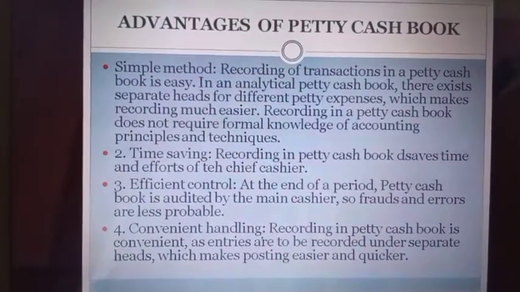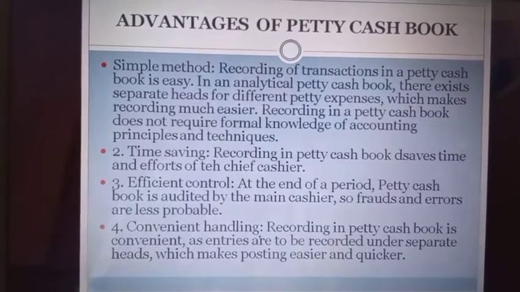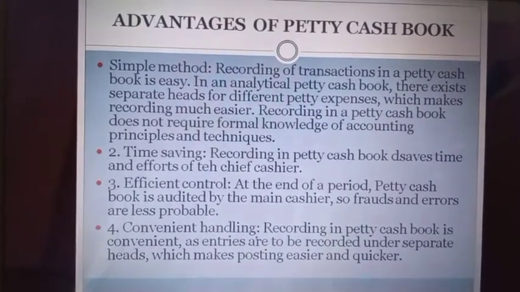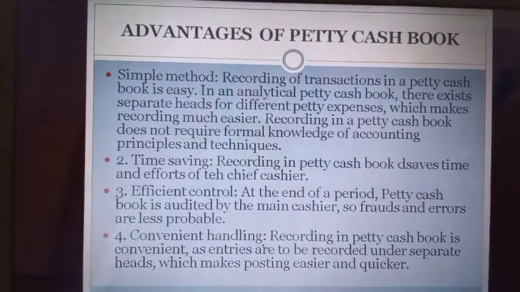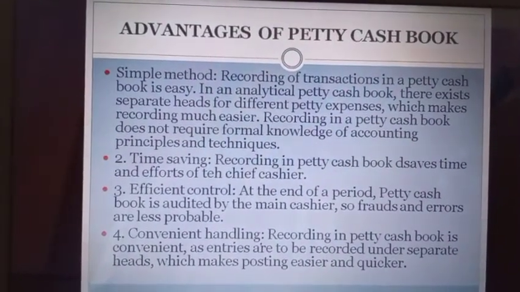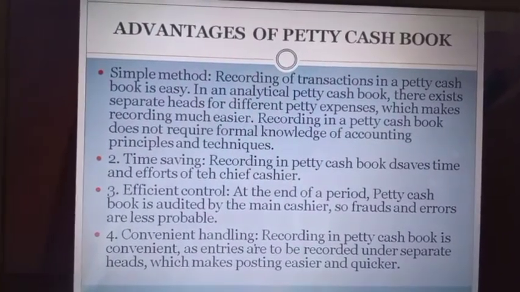So first advantage is simple method. Recording of transactions in the petty cash book is very easy. Yes, as I've already told you, first of all we record how much amount of money we have received, and then simply allocate that money day wise according to the various kinds of expenses we are incurring.